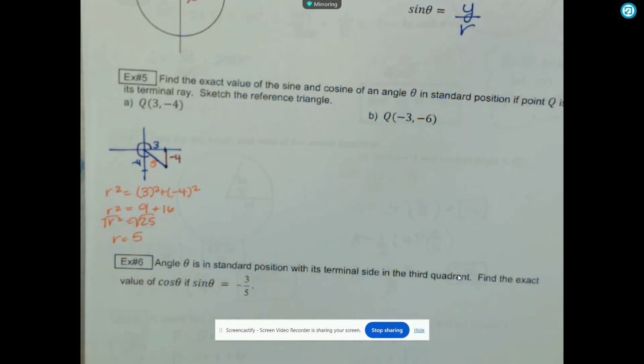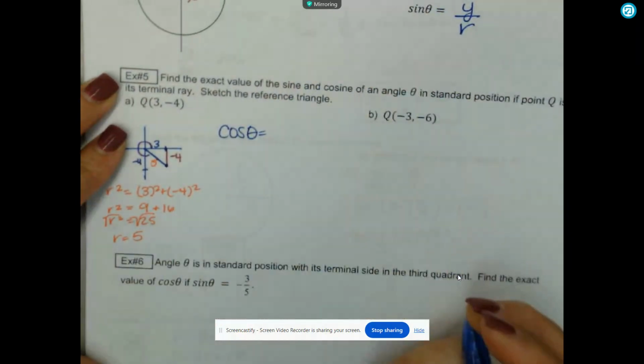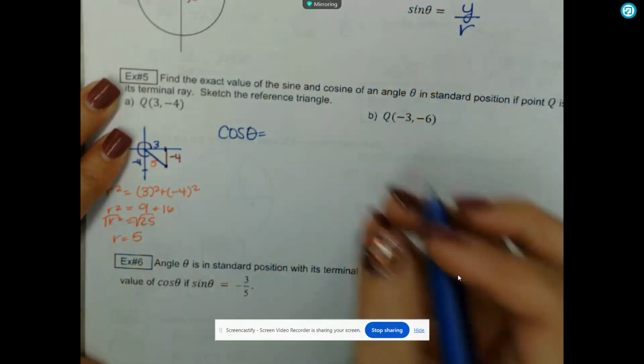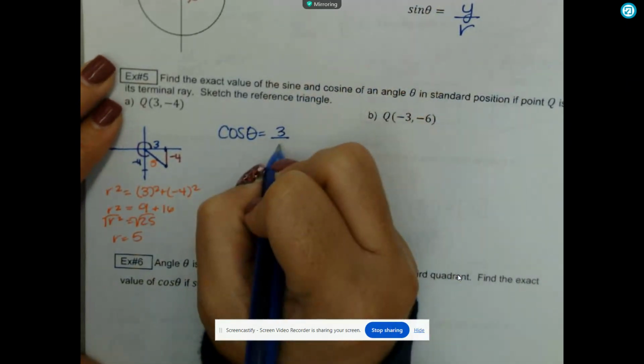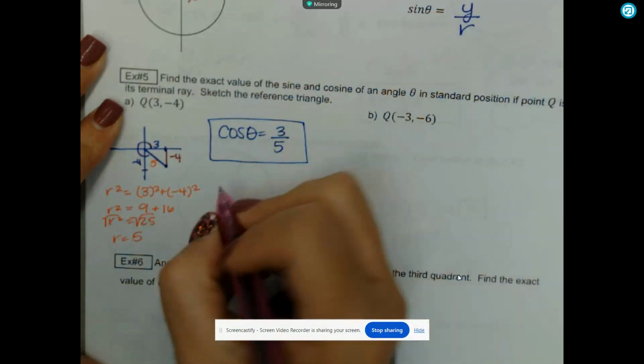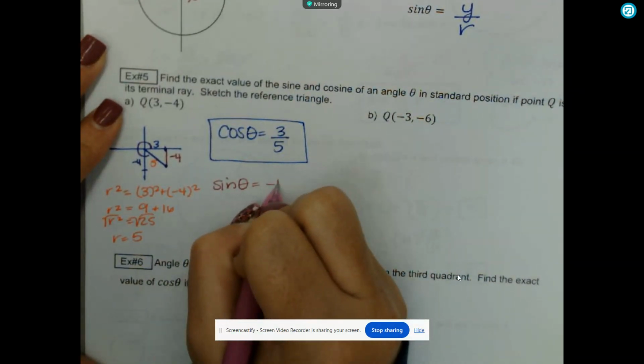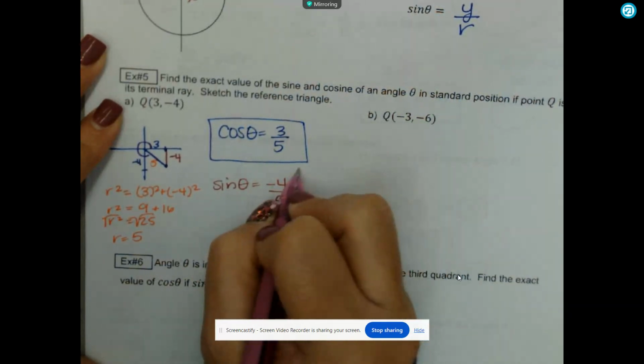All right, so they wanted me to find the sine and the cosine, right? Let's find the cosine first because that's x. So what's my x value? 3. What's my r? 5. There's your answer. All right, sine. What's my y value? Negative 4. What's my r? There's your answer.